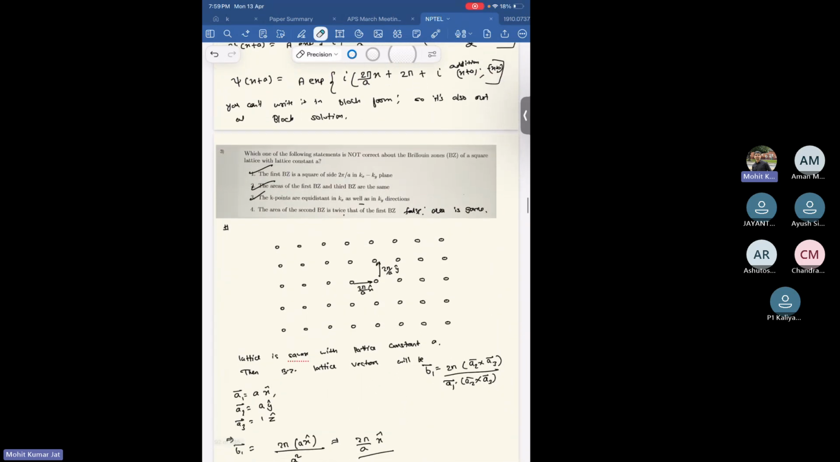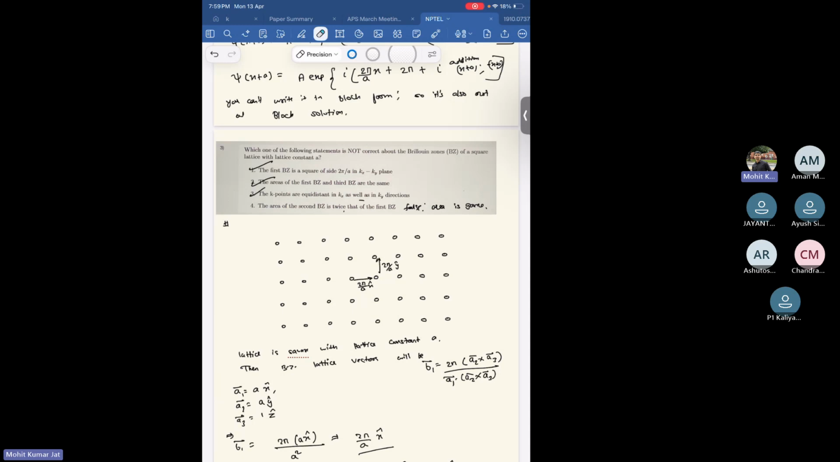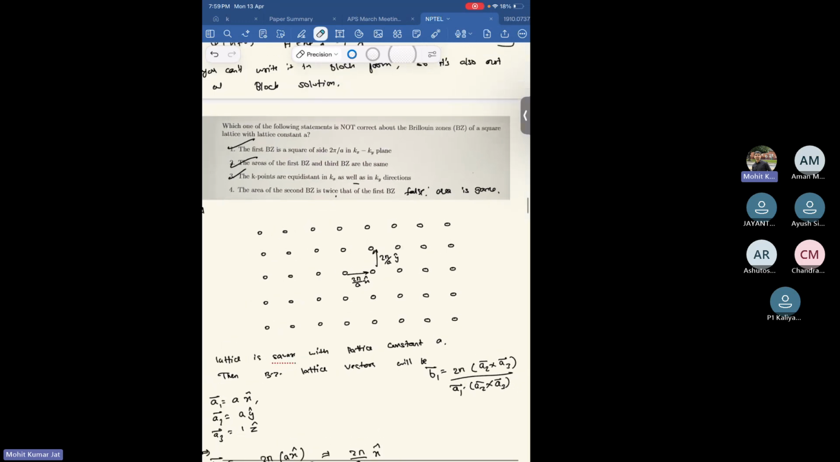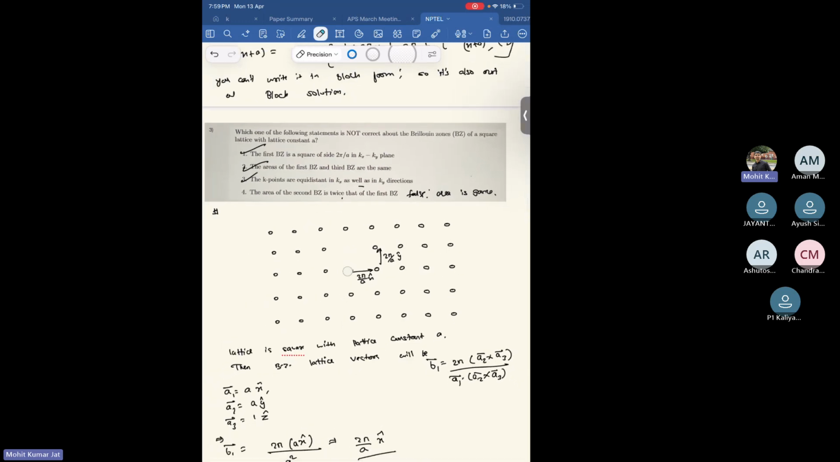Then the next question is, which of the following statements is not correct about the Brillouin zone of a square lattice? The first Brillouin zone is a square of side 2 pi by a, right? So this is correct. The first Brillouin zone is this one. So this is 2 pi by a and this is 2 pi by a. So this is correct.